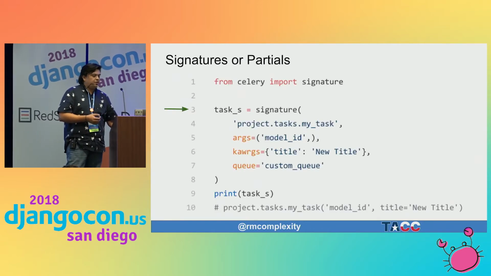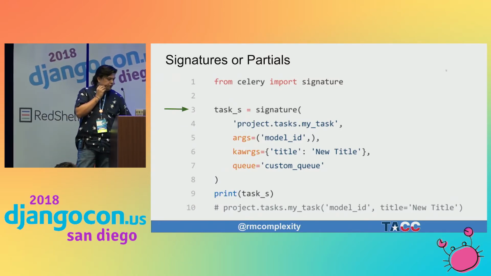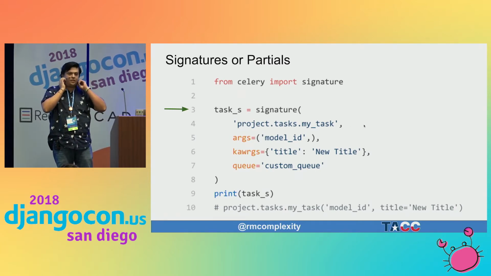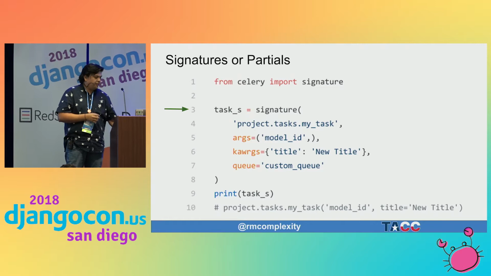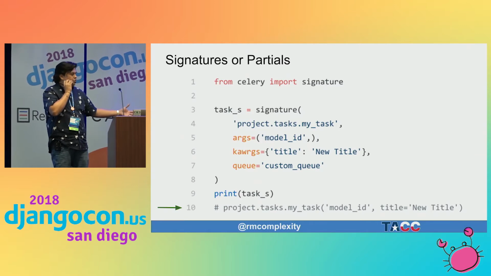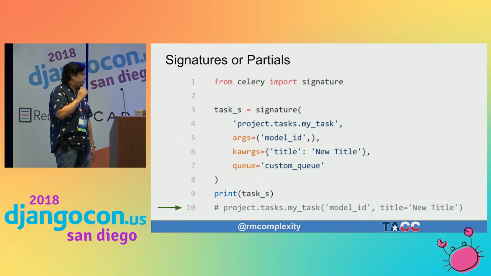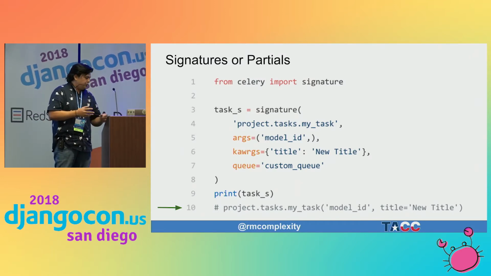The way they work is that if we have a task, for instance, projects.tasks.mytask, we can create a signature from this task. This signature is basically a representation of what we have here at the end of the slide, which is just a way to execute that function itself, project.task.mytask, with some specific arguments. It could be normal parameters or also keyword parameters.